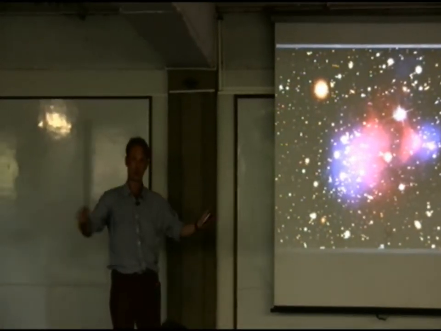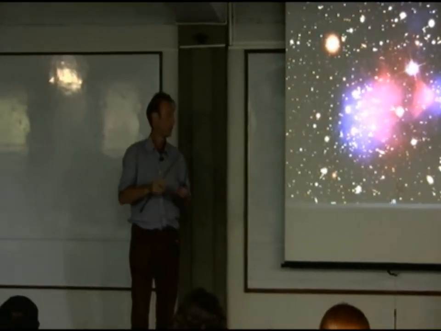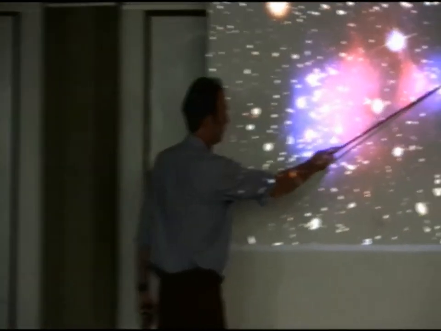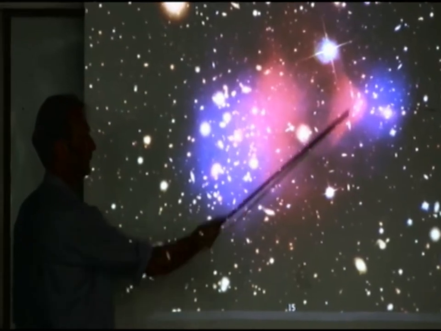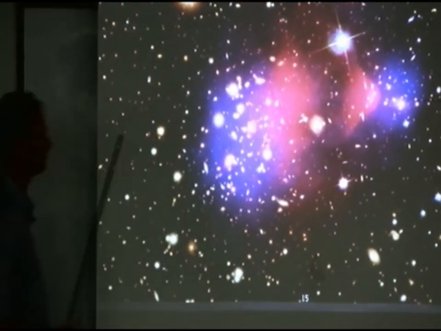Think of two gas clouds going through each other. All the molecules and the atoms inside collide with each other and stop. And so the galaxies kept on going, but the gas was slowed down and ended up kind of hanging in between the two bodies of the cluster.